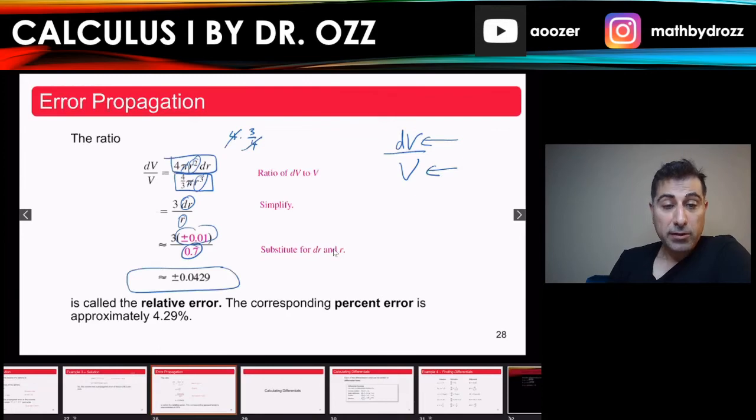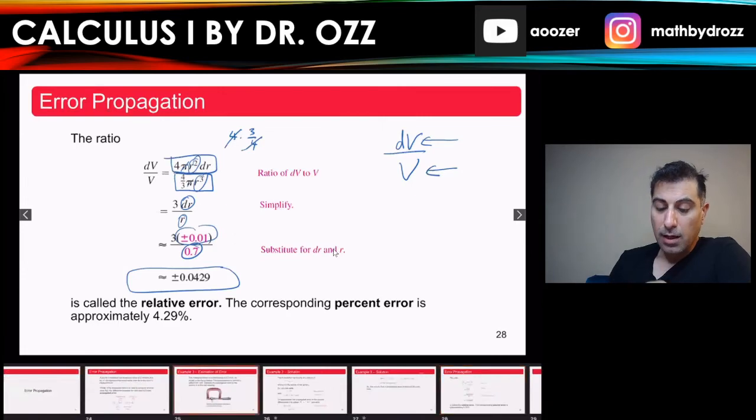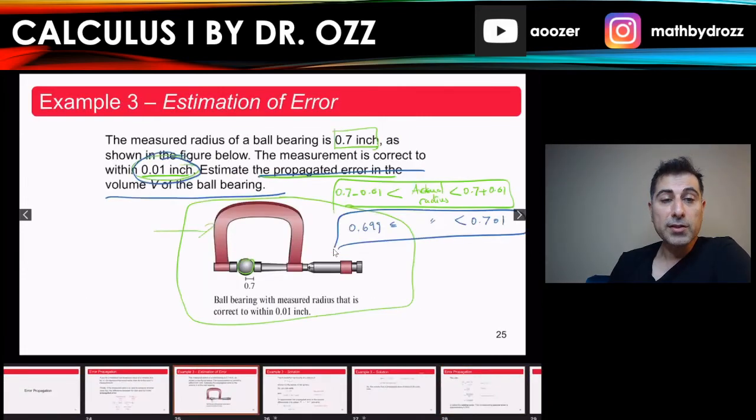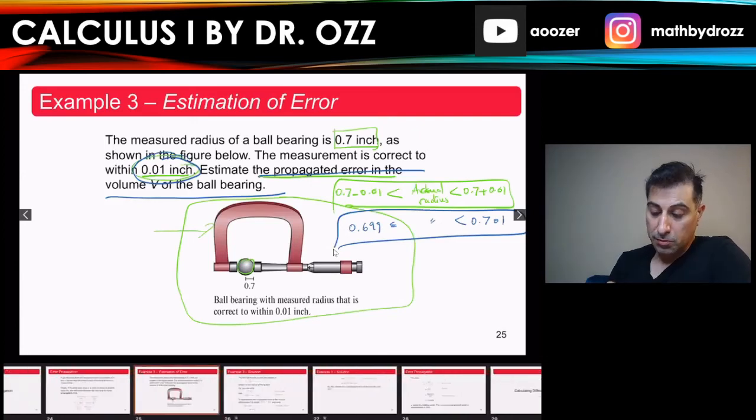The relative error, as we call this, is 0.0429, and this is in fact a percent error, which is 4.29% error you make in the calculation of volume if you make a measurement error of 0.01 inch. So we did two things here.